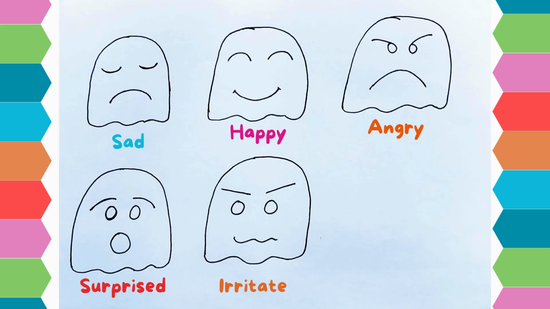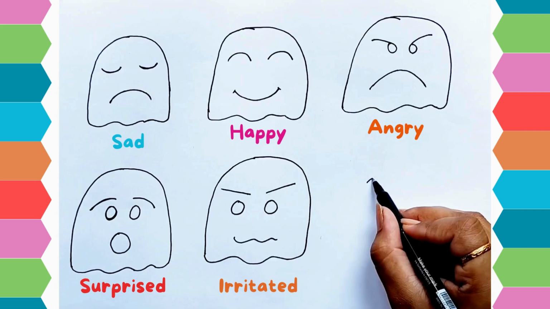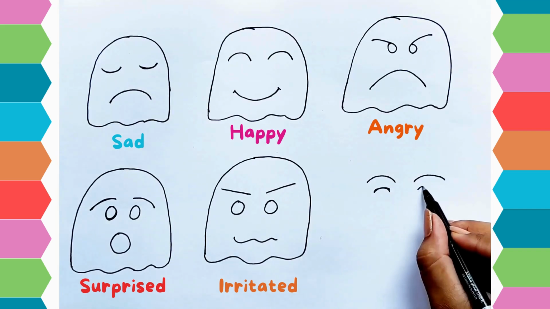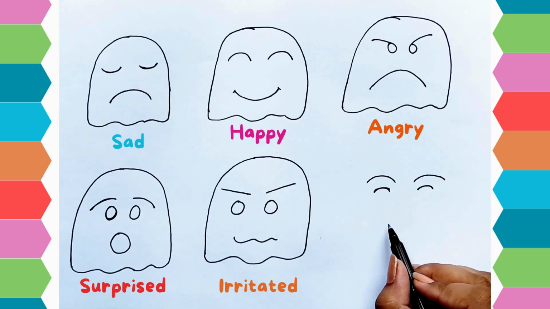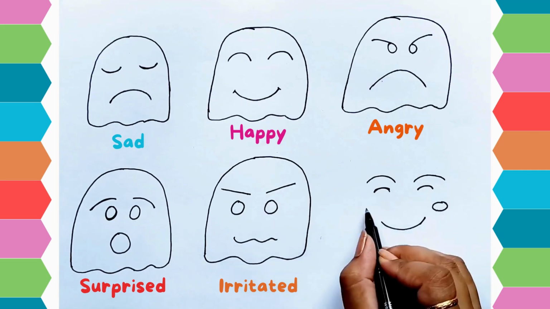At last, I will draw a shy expression. For drawing a shy expression, I will draw closed, curved eyes, a small smile, and pink blush circles on the cheeks. Boo is feeling shy because he was asked to sing in front of others.